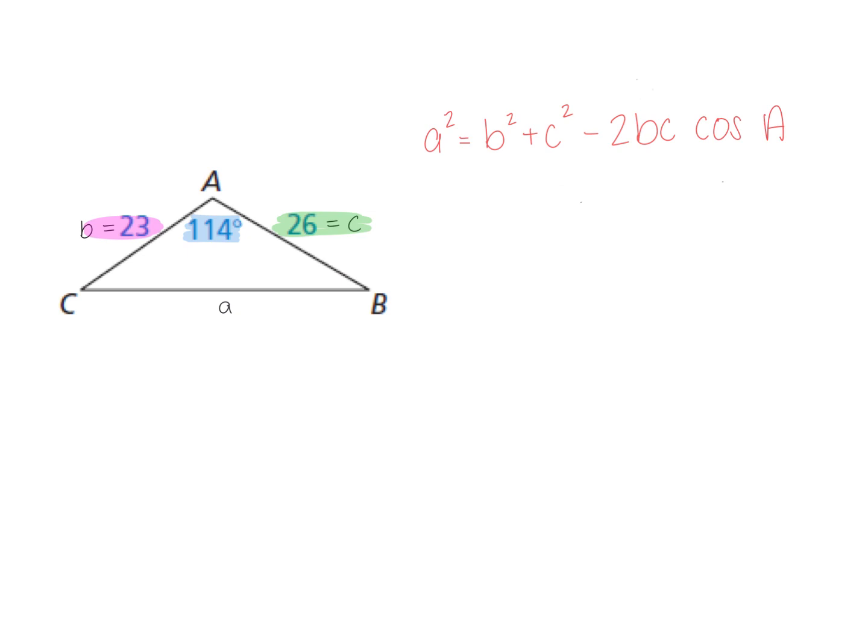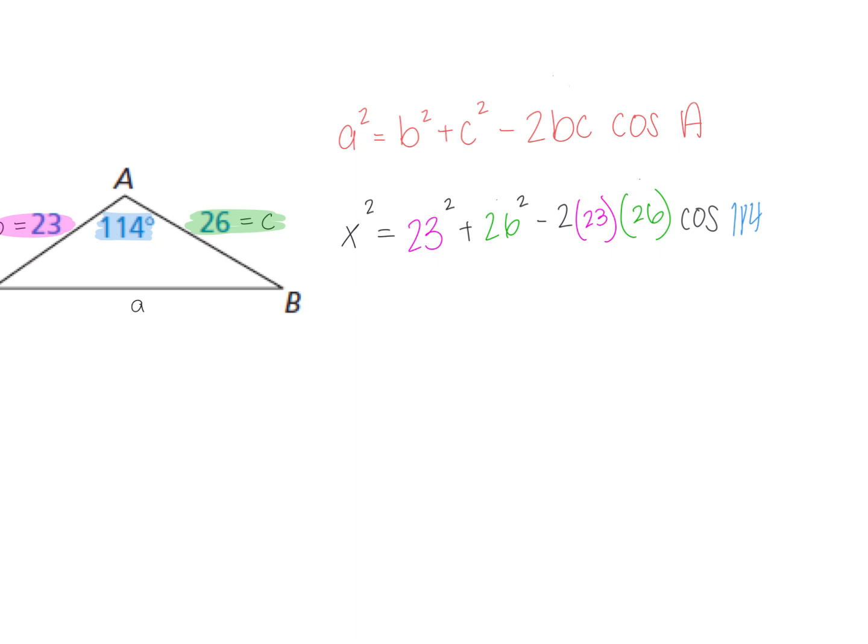I don't know what A is, so I'm writing it as x squared equals 23 squared plus 26 squared minus 2. Why x? Because that's what I'm trying to solve for. If you want to leave it as A, you could, but I'm just going to put it as x. The reason I'm putting these in black is because it's my foundation. I'm not changing it. Then I have B, which is 23, times C, which is 26, then cosine of angle A, which is 114. Let me write it a little better. Your cosine is always going to have your angle next to it. Anytime you're using sine, cosine, or tangent, it's always your angle next to it.